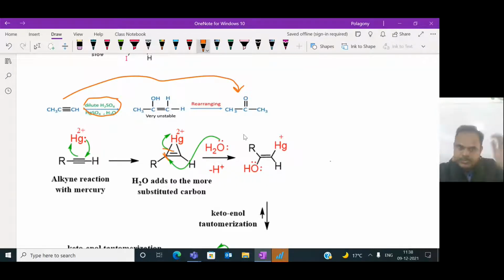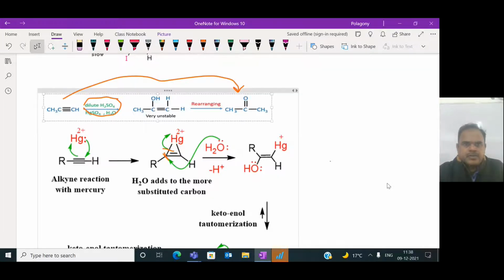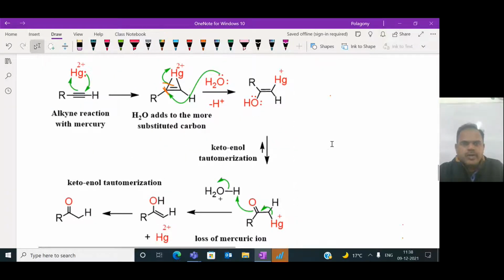Okay, so how does this mechanism go? Now let us look into the mechanism of the reaction. As you know, in acidic solution mercuric ions are present, Hg2+ ions are present in the solution of the reagent. When the mercuric ion approaches this triple bond, it causes bond polarization.